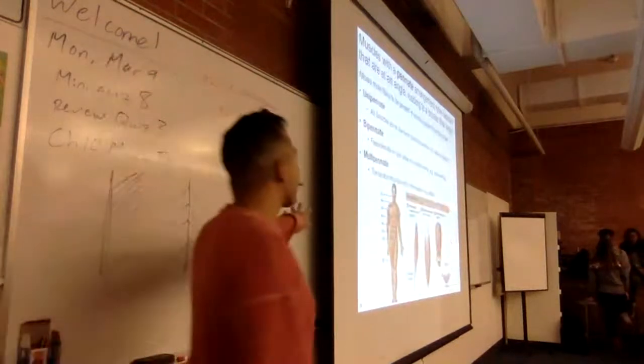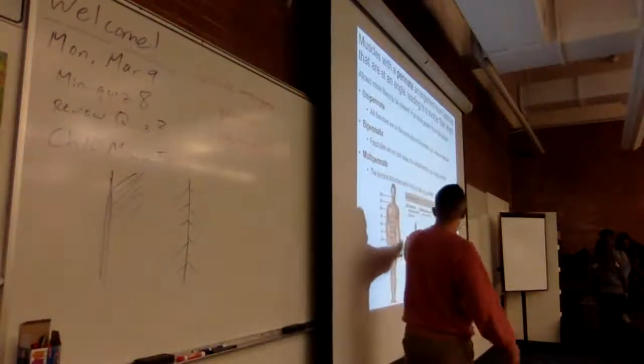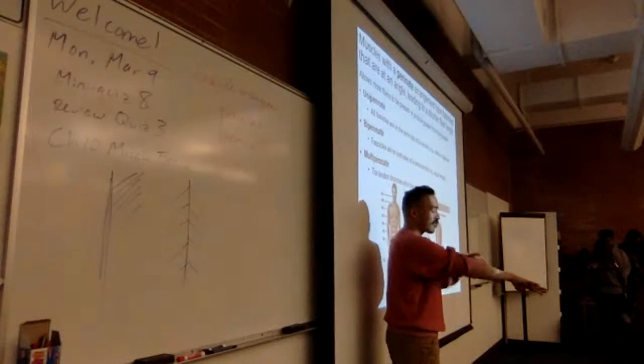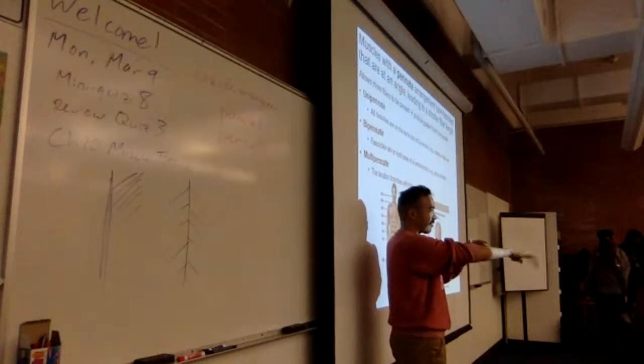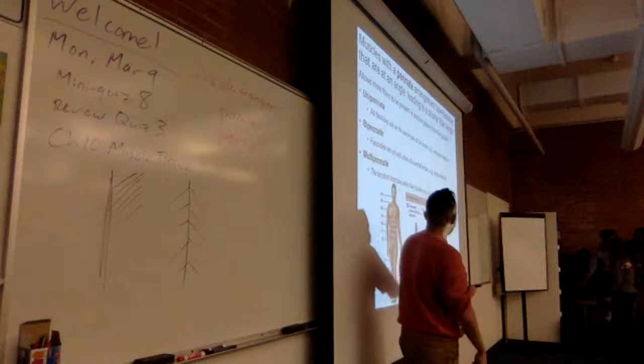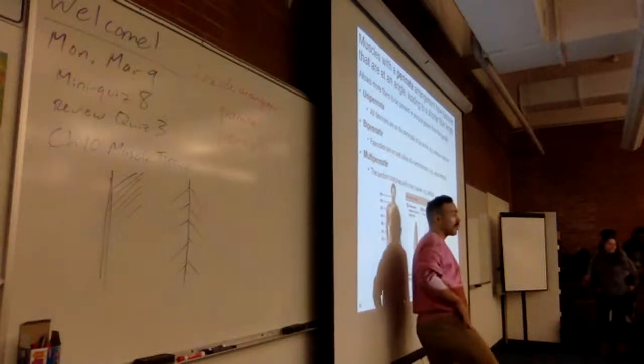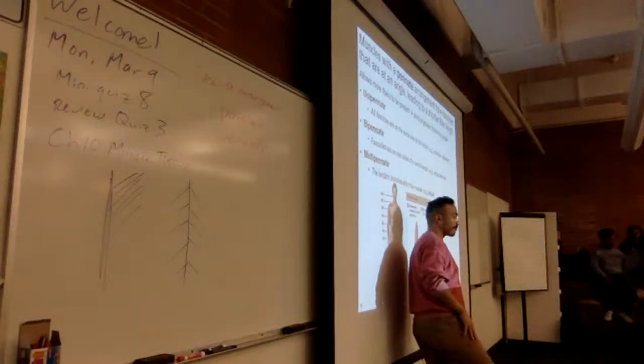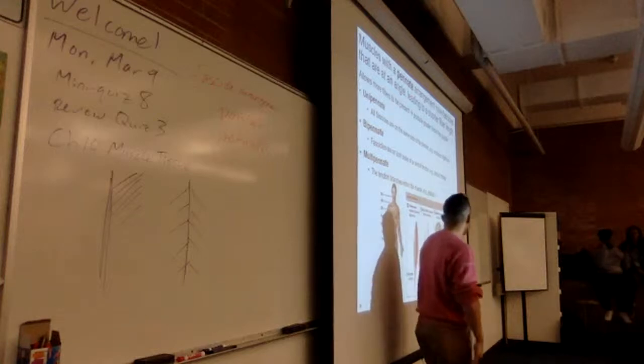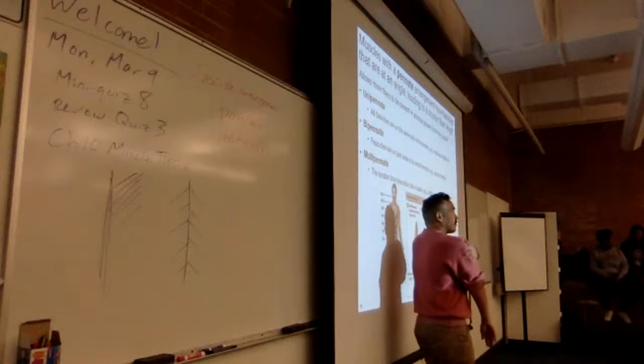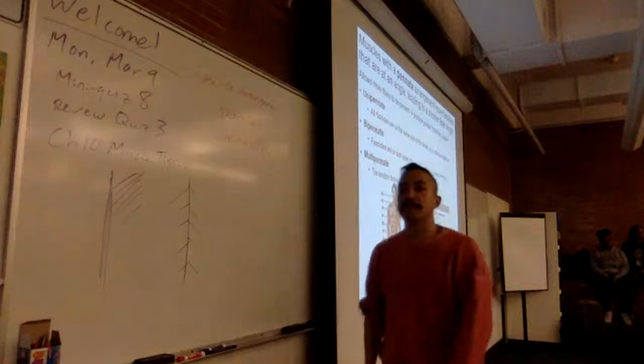What are some examples of pennate muscles? Muscles of your forearm, like your extensor digitorum, the one that extends your fingers. That's a pennate muscle. Your rectus femoris, this is the muscle that's on your quadriceps. Your deltoid, your shoulder muscle. That's an example.